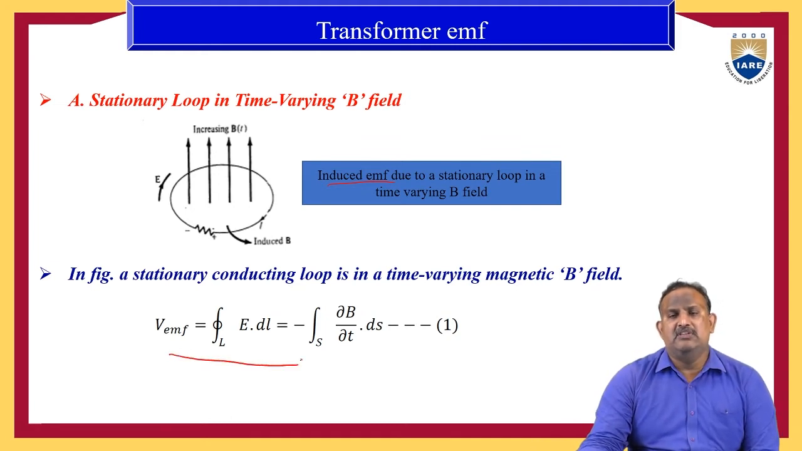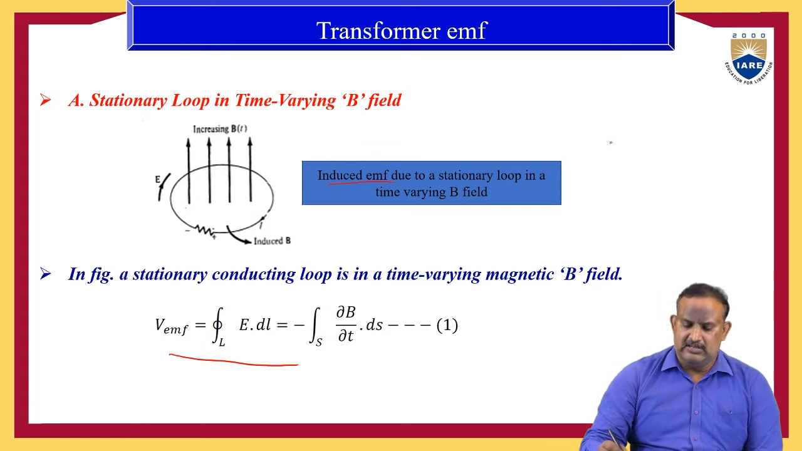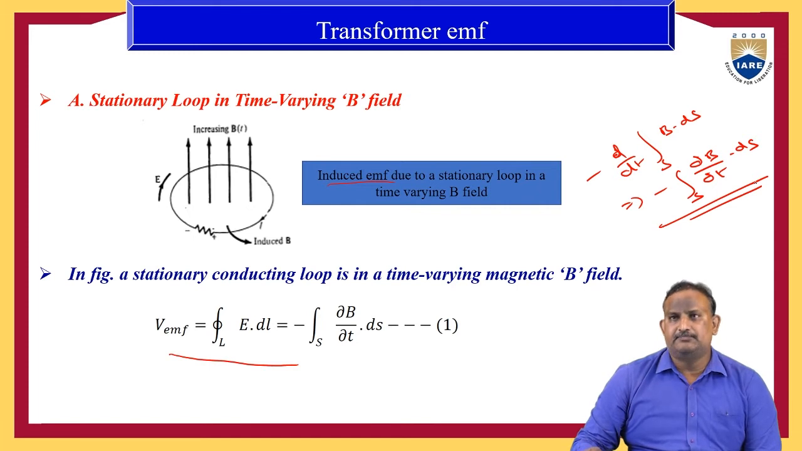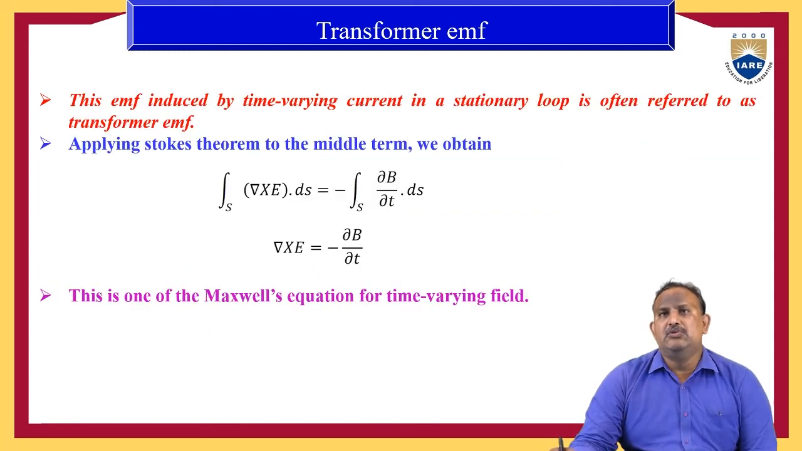The EMF produced is VEMF equal to the line integral E into dl, which is equal to minus the surface integral dou B by dou t, or it can be expressed as minus d by dt of the surface integral B into ds, or as minus the surface integral dou B by dou t into ds. This EMF induced by the time varying current in a stationary loop is often referred to as transformer EMF. This is known as a transformer EMF.